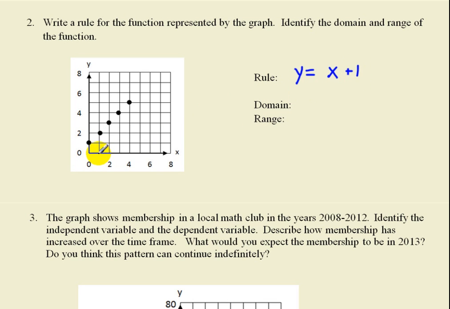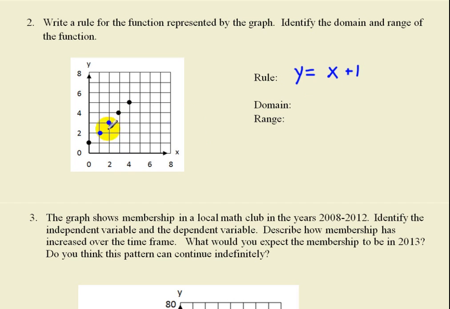And we can double check that. When x is 1, we add 1 to get y equals 2. When x is 2, we add 1 to get y equals 3. Add 1 to 3 to get 4. Add 1 to 4 and we get 5. So it checks out.